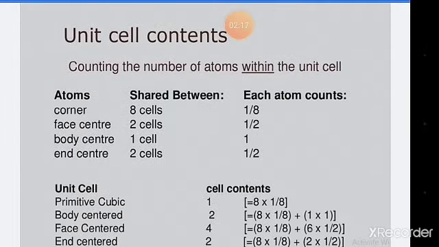Number of atoms in a unit cell. The total number of atoms per unit cell is the sum of the number of interior atoms, face-centered atoms and corner atoms. In simple cubic, each cell has only one atom. Body-centered cubic has 2 atoms and face-centered cubic has 4 atoms in each cell.